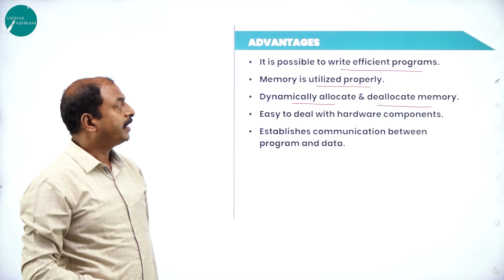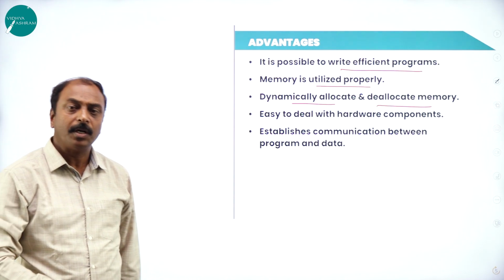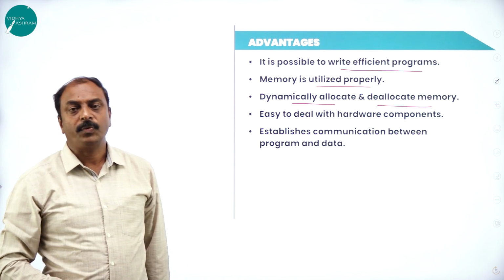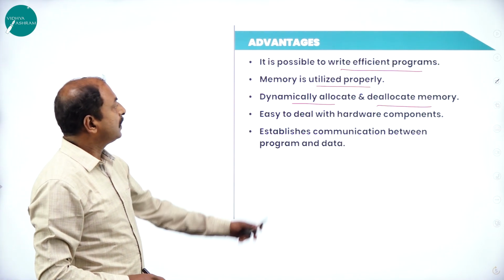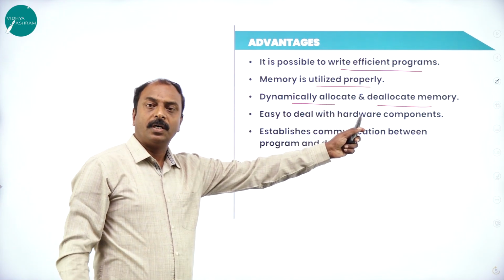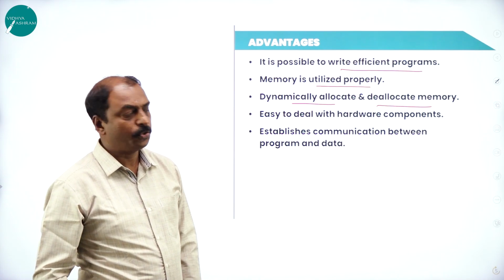So this is another method of allocating memory for a program or a variable or an object. There are two methods, one is static and the second one is dynamic memory allocation. This helps us to allocate memory dynamically, meaning during program execution.